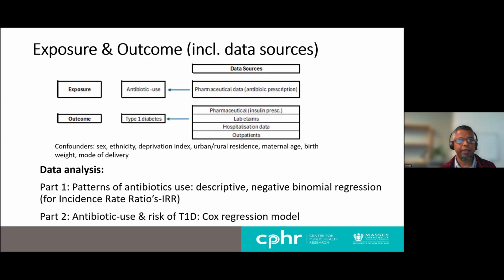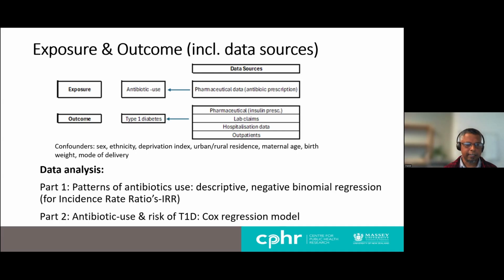So in terms of the exposure and the outcome, our exposure was antibiotic use, and the data source that we used was pharmaceutical data for the antibiotic prescription. And our outcome was type 1 diabetes, and we used several data sources for this one. That was pharmaceutical data again, for insulin prescription, because those with type 1 diabetes will be prescribed insulin. And then we also used laboratory claims data, hospitalization data, and outpatient data. Our confounders were sex, ethnicity, deprivation index, urban-rural residence, maternal age at birth, birth weight, and mode of delivery.